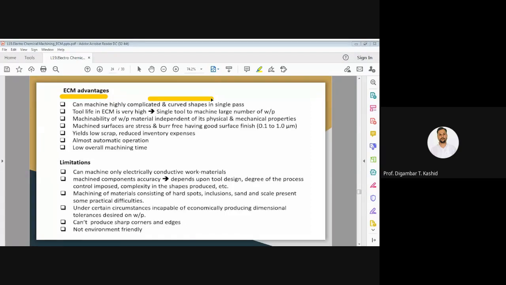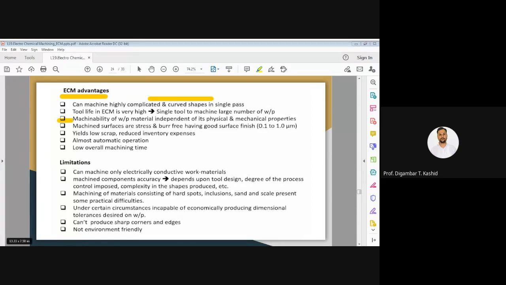So tool life in this ECM process is very high, and a single tool can be used to machine a large number of workpieces. Then machinability of the workpiece material is independent of its physical and mechanical properties.